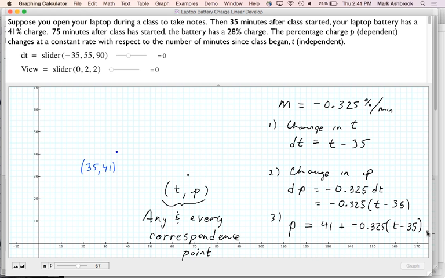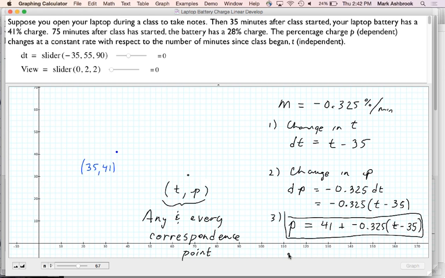Okay, so what is this now? This is a relationship between p and t that gives us all correspondence points. So given a time after class has started, this gives us then the percentage of battery. So it's almost a function, right? Right now it's just a formula. It's almost a function because we have to establish some kind of function notation, right? We haven't done it yet. So it's a formula that is just one step away from being a function.